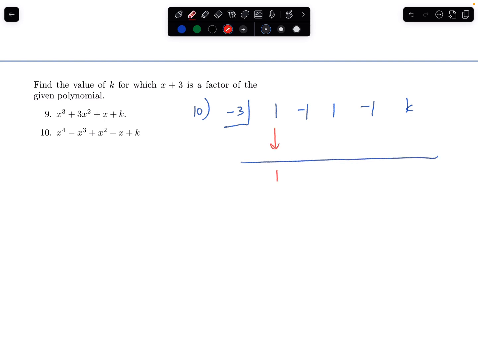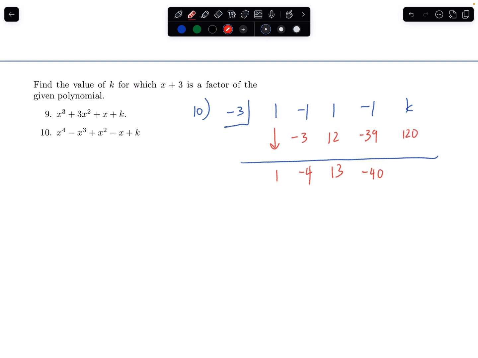1 times negative 3 is negative 3. Negative 3 plus negative 1 is negative 4. Negative 4 times negative 3 is positive 12. 1 plus 12 is 13. 13 times negative 3 is negative 39. Oh, this is looking pretty ugly, huh? Negative 39 plus negative 1 is negative 40. And then negative 40 times negative 3 is positive 120.